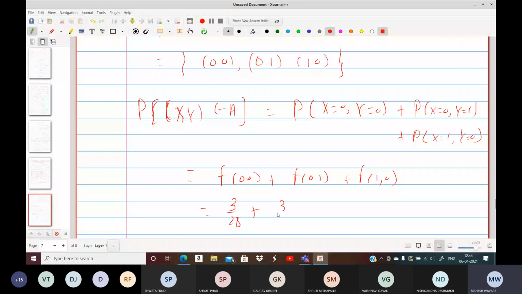So this is the joint probability distribution for discrete random variables. Similarly, we can define the joint probability density function for continuous random variables, and some examples related to that will be discussed in the next lecture.